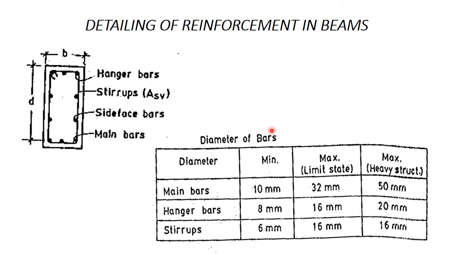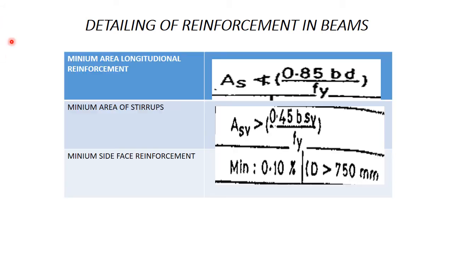Now we are going to see the table which gives the minimum diameter as well as the maximum diameter of the bar that you have to consider. For main bars, the minimum diameter is 10 mm and the maximum is 32 mm. For hanger bars, the minimum is 8 mm and the maximum is 16 mm. For stirrups, the minimum is 6 mm and the maximum is 16 mm.